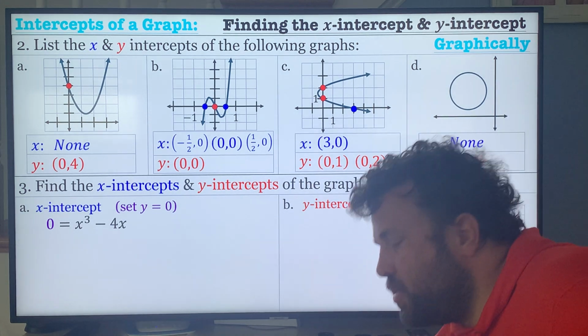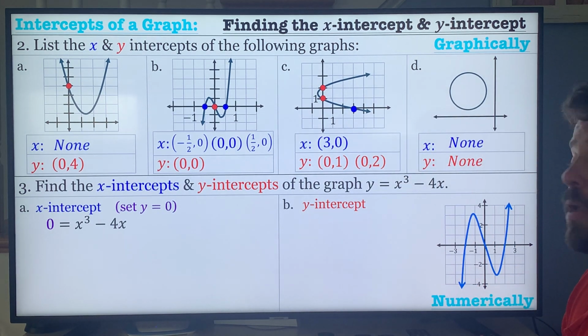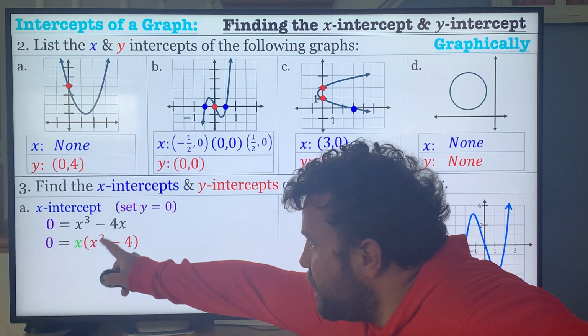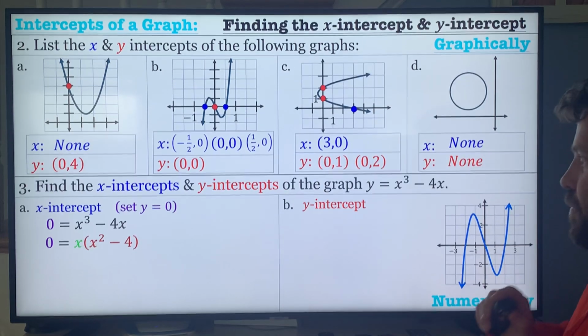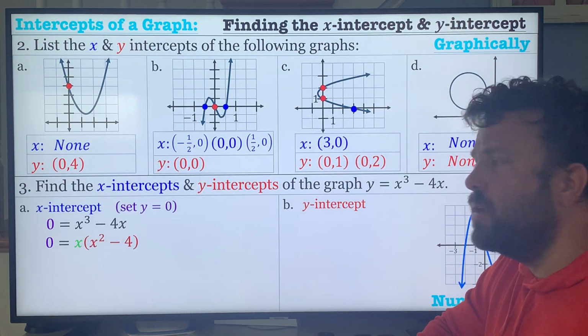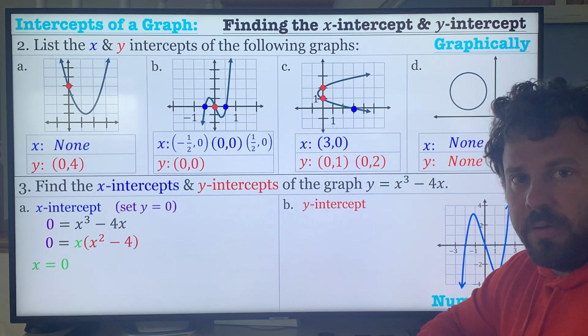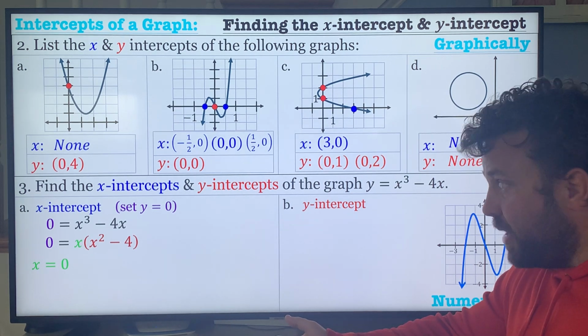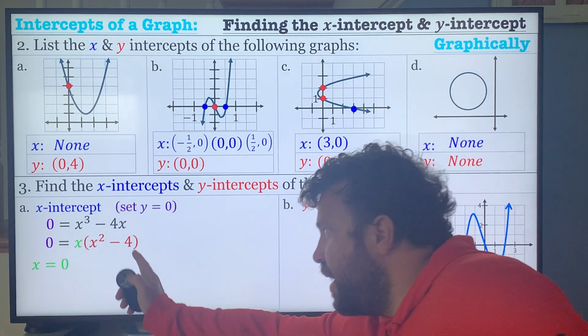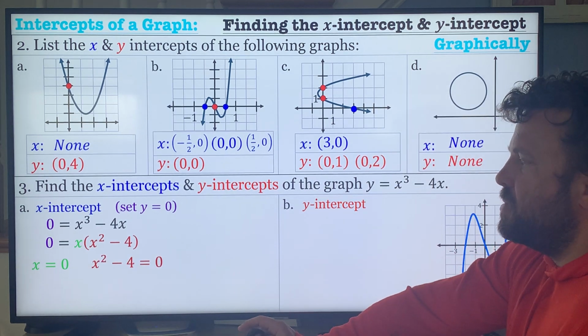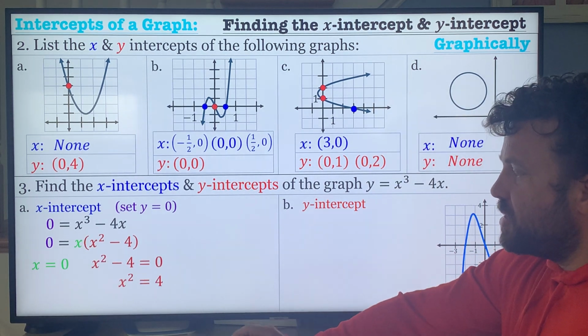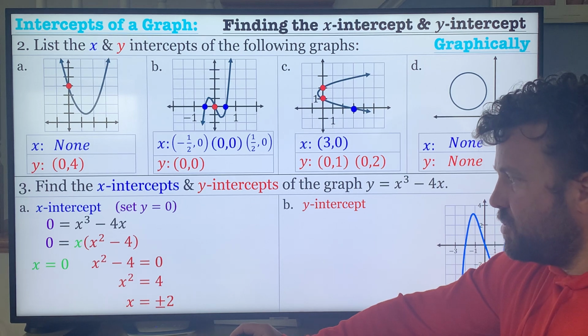So step number 2 here is very simple as well. You're going to factor in order to solve for x. So you take an x out of both of them. So x cubed divided by x is x squared, 4x divided by x is negative 4. Now you're going to set both of those pieces equal to 0. x equals 0, well that's one of the intercepts. And then x squared minus 4 equals 0. Add 4 to both sides and take the square root of 4 to get plus or minus 2.